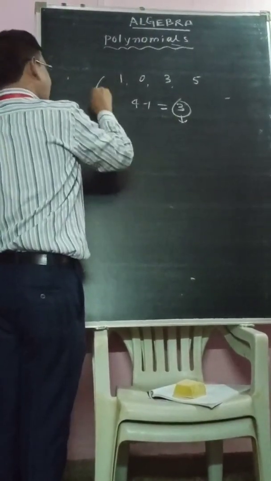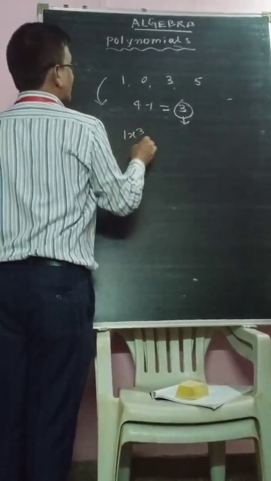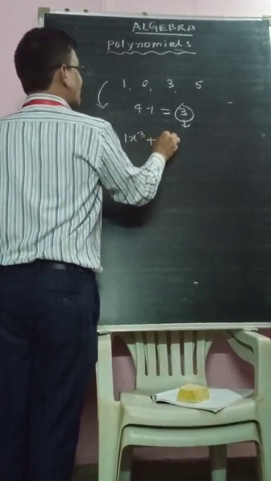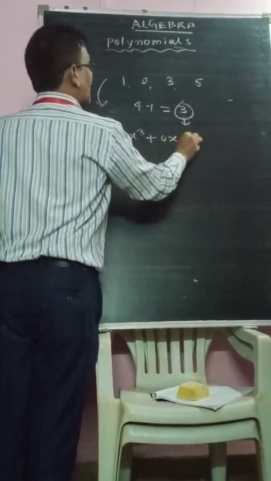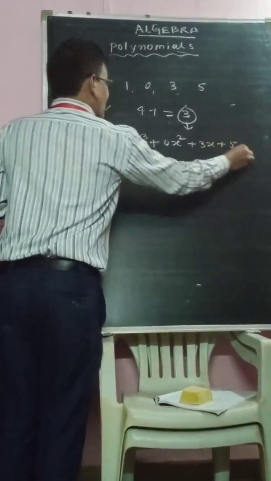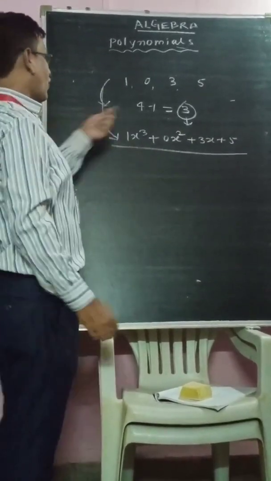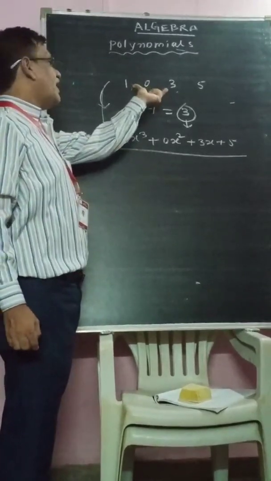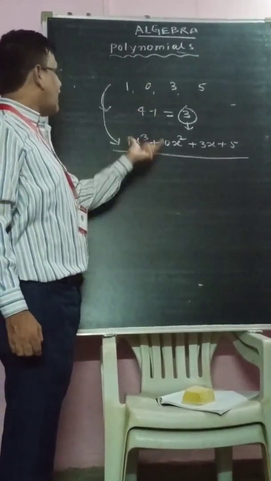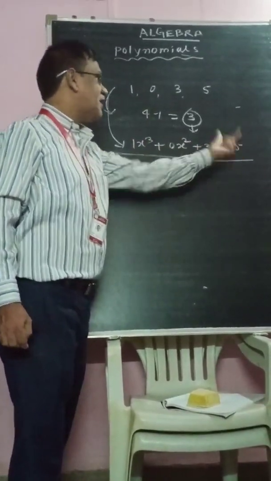Means your index form is 1x cube plus 0x square plus 3x plus 5. This is your actual index form polynomial. If the coefficient form is given like this, then you can write the index form of the polynomial in this way: x cube plus 0x square plus 3x plus 5.